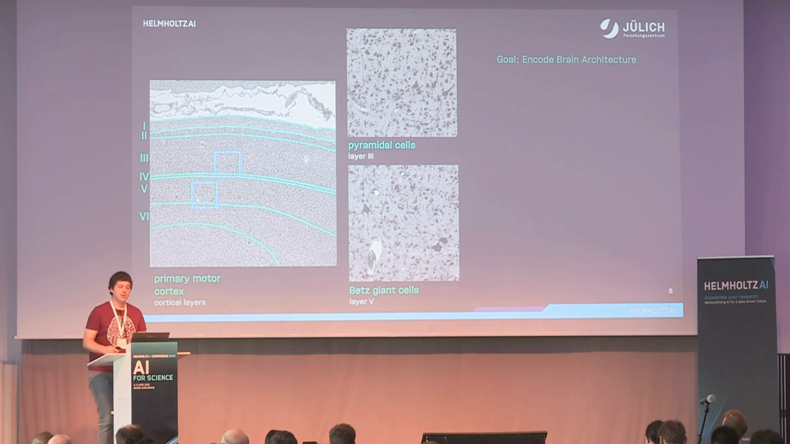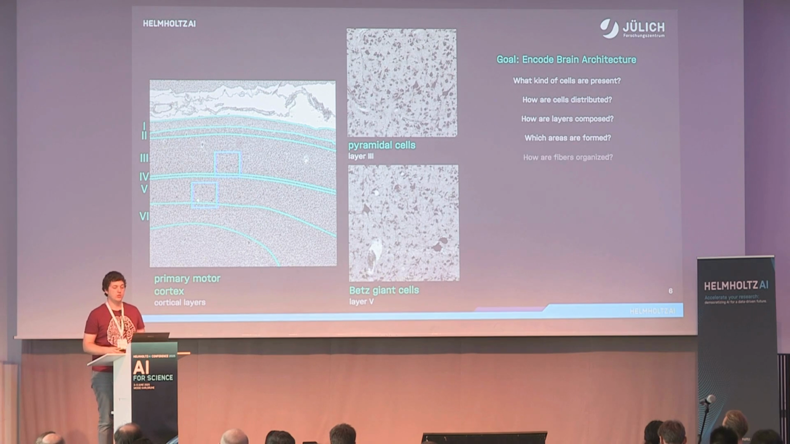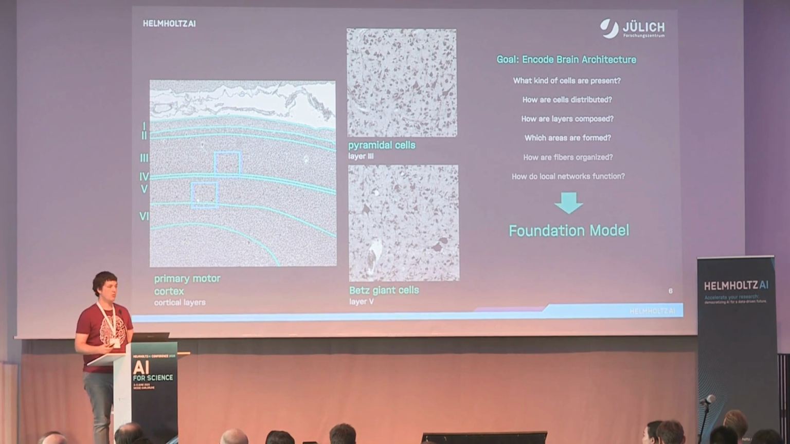So our goal, as I said, is to encode brain architecture to answer questions like what kind of cells are present, how are cells distributed, how are layers composed, which areas are formed, and also, taking a look at the other modalities that I just showed, how are fibers organized and how do local networks function. And as I said, our approach here is to build a foundation model that captures these principles and makes them available. But the question is, how do we actually do this? So how do we train this thing?